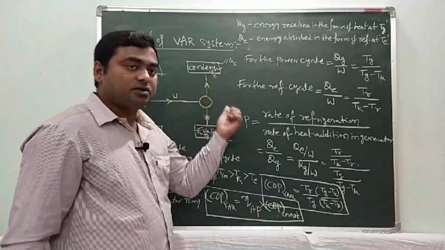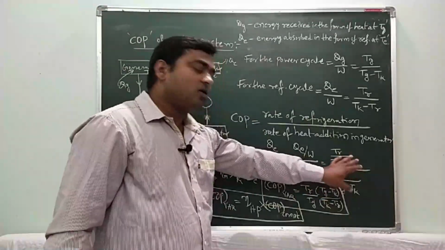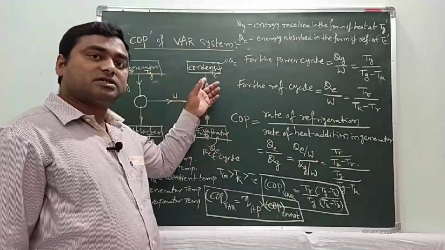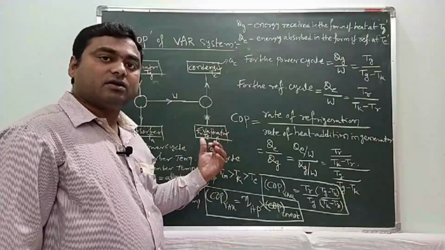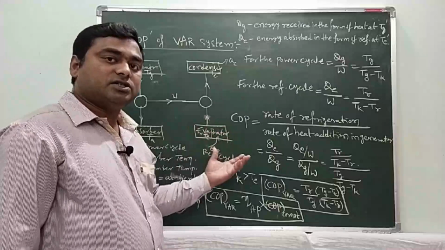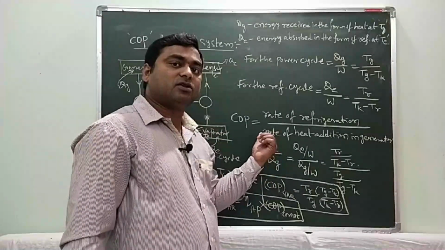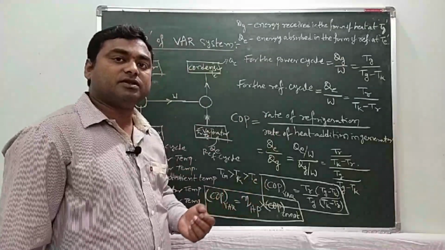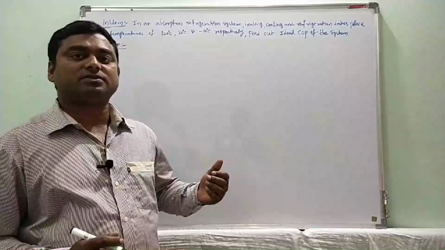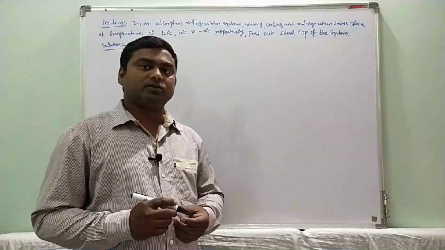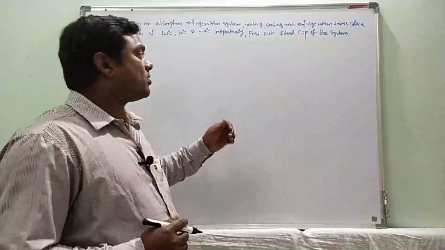This is the way you need to derive it. Basically, if you know all the temperatures of the condenser, generator and evaporator at which the heat absorption and heat supply are taking place, you can easily calculate the coefficient of performance of the vapor absorption refrigeration system. We will solve some problems on this topic, cover some problems on VAR, vapor absorption refrigeration system. Okay, so let us take one sample problem.